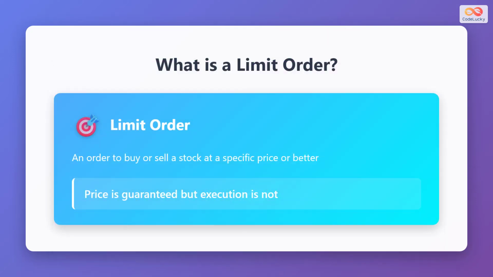A limit order is an instruction to buy or sell a stock, but only at a specific price or better. When buying, you set the maximum price you're willing to pay. When selling, you set the minimum price you're willing to accept. It's like making an offer on a house. You specify your terms and wait to see if someone accepts. The major advantage is price certainty. You know exactly what price you'll get if the order fills. The downside is that your order might never execute if the stock price doesn't reach your specified level.